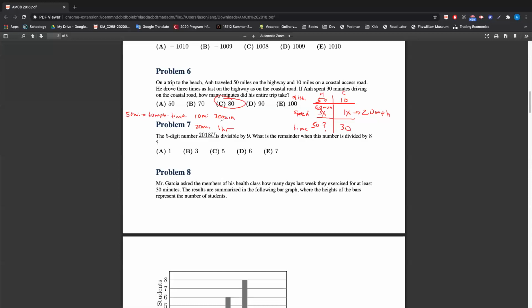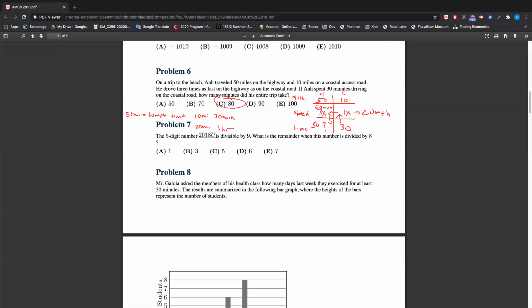Okay, this problem is a little trickier. Any questions? Just to recap, we did like a U-turn here, right? So we went from the time on the coast to the speed, and then because we're given the ratio, we can find his speed on the highway, and finally find his time on the highway. Okay, cool.